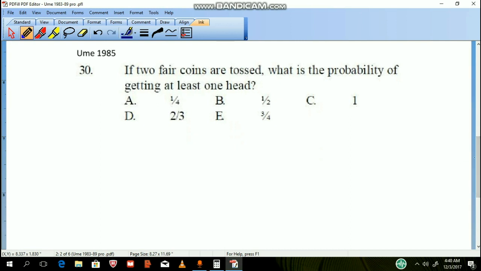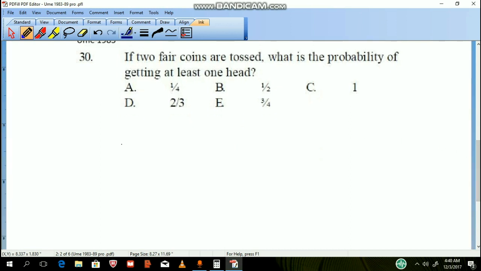1985, question number 30. We are told, if 2 fair coins are tossed, what is the probability of getting at least 1 head? Now, let us say this is a coin. If a coin is tossed, this is head or tail. This is another head or tail. So we will have head, head; head, tail; tail, head; tail, tail.